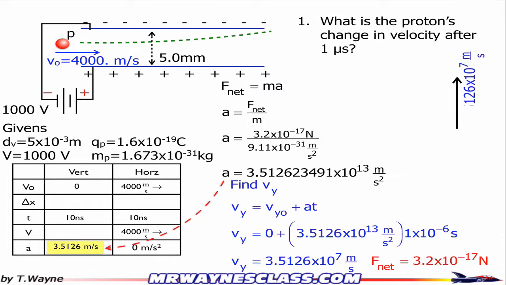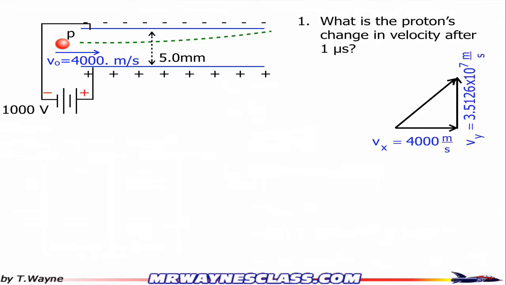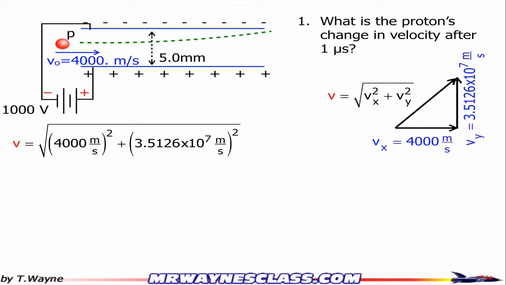Remember, for finding that velocity, you got to make a triangle. Vy and Vx. So 4,000 is Vx since it didn't change. Vy just calculated. Now use Pythagorean theorem to find the length of the hypotenuse that I've drawn. And that's going to be the final velocity. So the square root of 4,000 squared plus 3.51 times 10 to the 7 squared. Well, 4,000 is really small compared to the 3.51 times 10 to the 7, so it's not going to make much of a difference. I got to keep a lot of decimals before it actually shows up as making a difference.